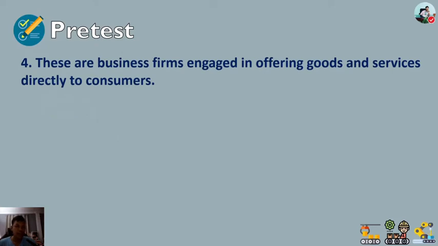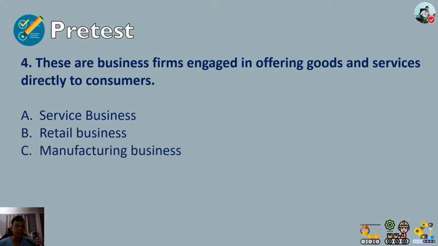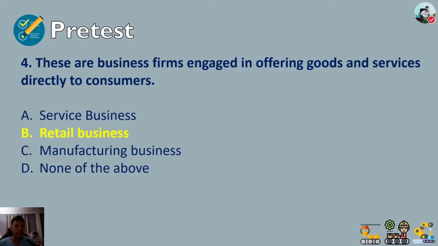These are business firms engaged in offering goods and services directly to consumers. A. Service business. B. Retail business. C. Manufacturing business. Or D. None of the above. So the answer of number 4 is letter B. Retail business.